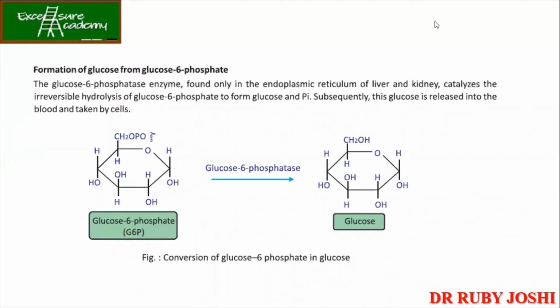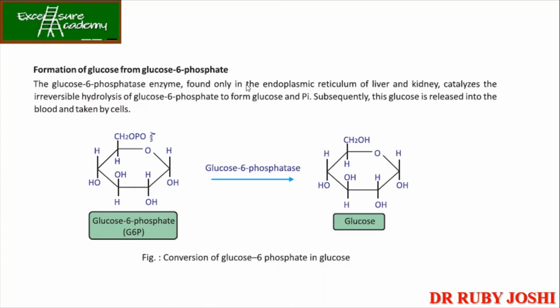So now about the formation of glucose from glucose 6 phosphate. This is our last step. The glucose 6 phosphatase enzyme, which is found in the ER of liver and kidney, catalyzes the irreversible hydrolysis of glucose 6 phosphate to glucose and Pi. Subsequently, this glucose is then released into the blood and taken up by the cells.